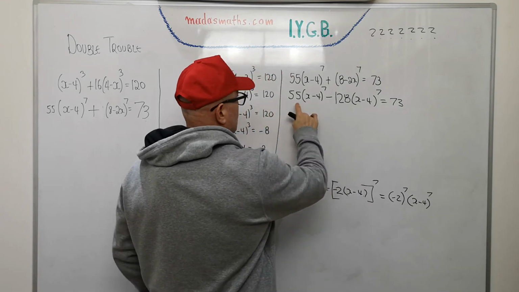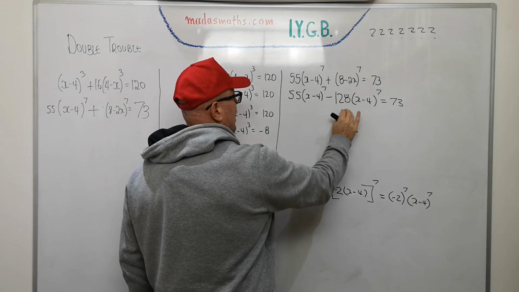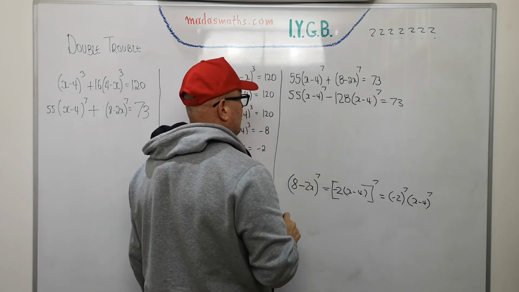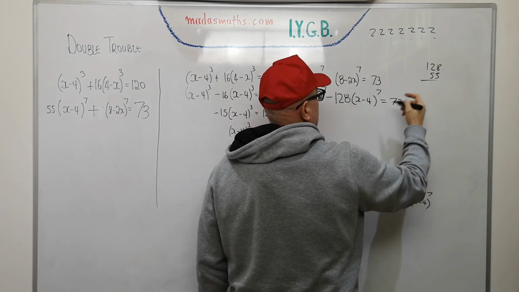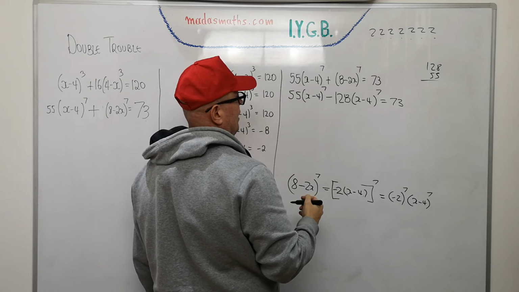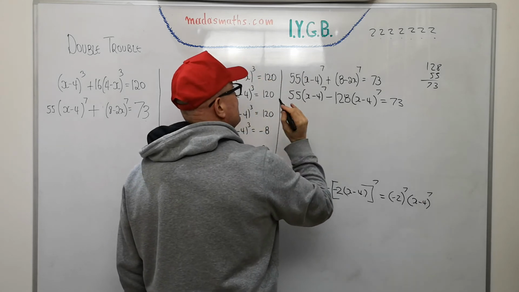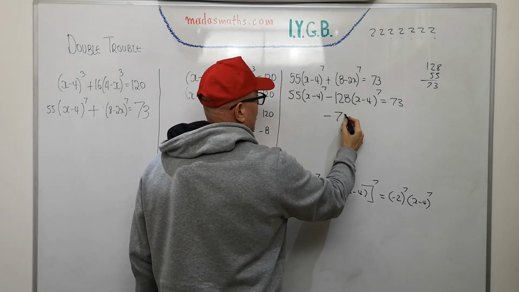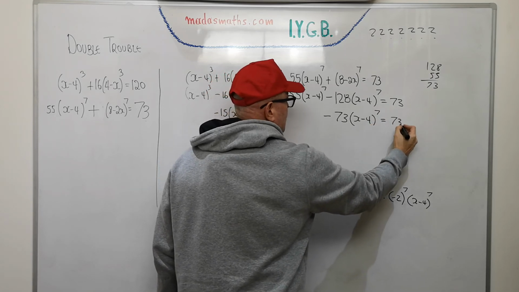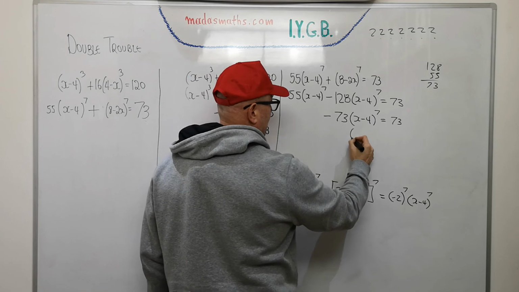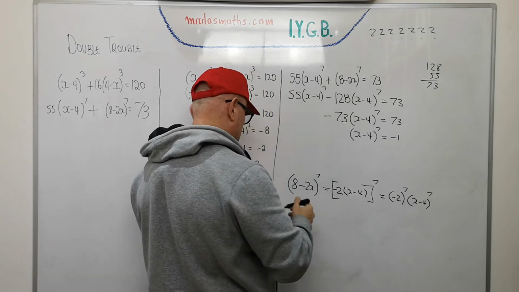Is that hard? Well, it depends on what this gives me, because I've got 55 lots of this bracket to the 7 minus 128 lots of the same bracket to the 7. So it's 128, take away 55. Should be 73, I hope. Otherwise, we're going to be in trouble. They're going to have ugly numbers. 5, 3, it is 73. But it's negative 73, of course. Minus 73, x minus 4 to the power of 7 is, of course, 73. Divide both sides by negative 73. X minus 4 to the power of 7 is equal to minus 1.